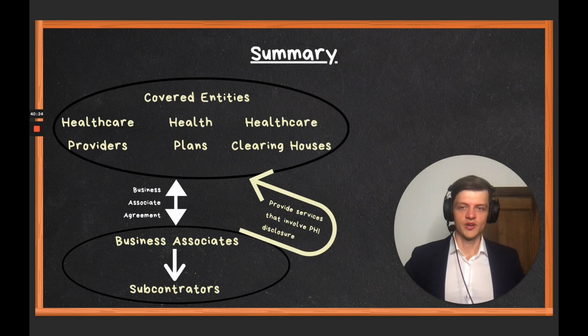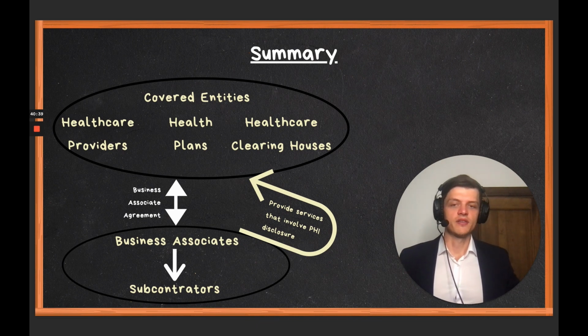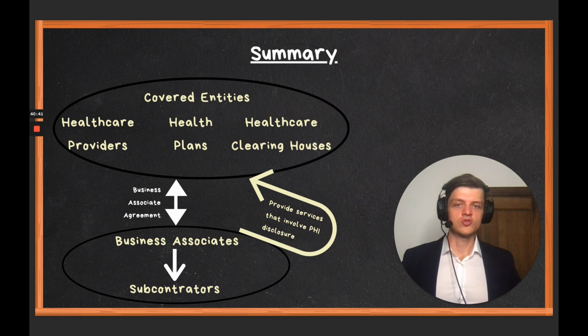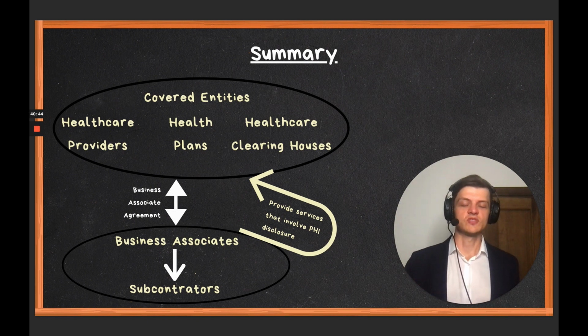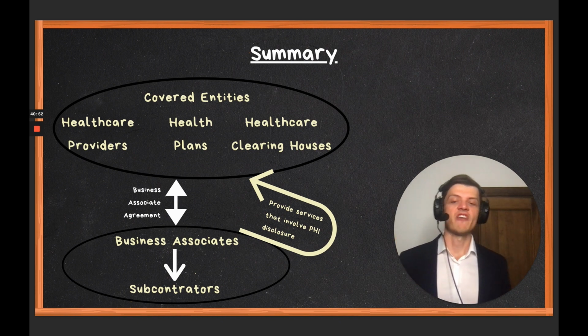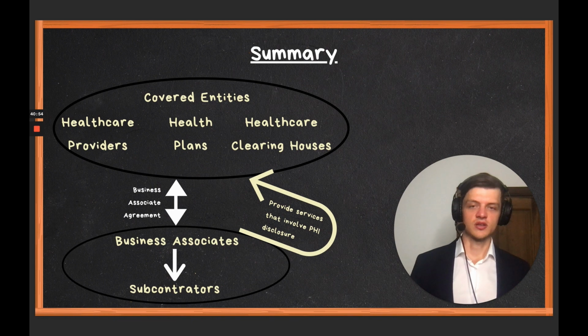Now let's do a summary. So there are covered entities. These are those who provide services directly. These are healthcare providers. These are those who provide insurance. These are health plans. And these are healthcare clearinghouses. Those who help you to process claims and transmit them and make them in a correct form and submit them to the payer.